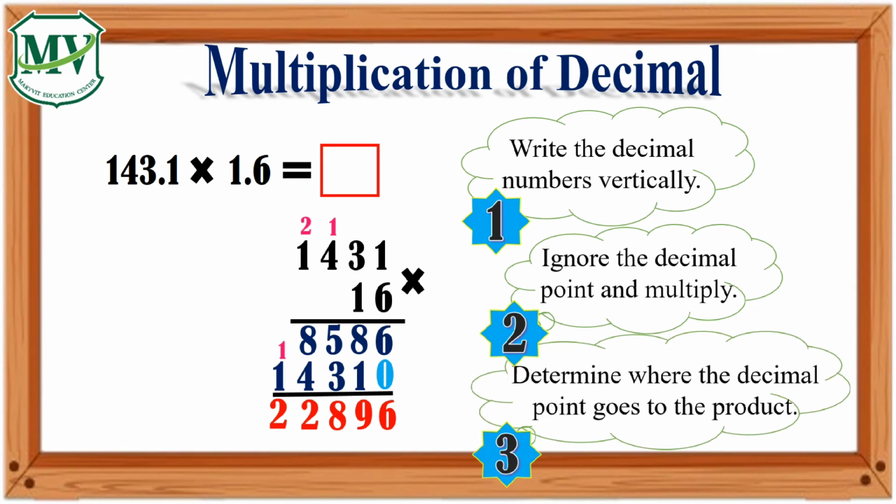Lastly, determine where the decimal point goes to the product. How many decimal places do we put the decimal point? Good job! 2. Why 2? Let's count. 1, 2. So move 2 decimal places from the right. Therefore, the product of 143 and 1 tenths and 1 and 6 tenths is 228 and 96 hundredths.